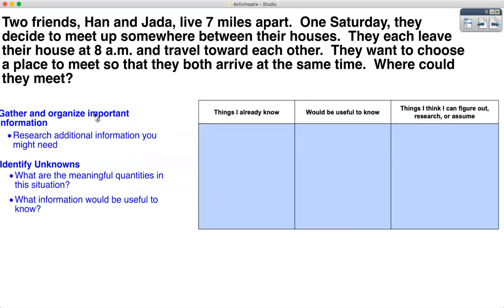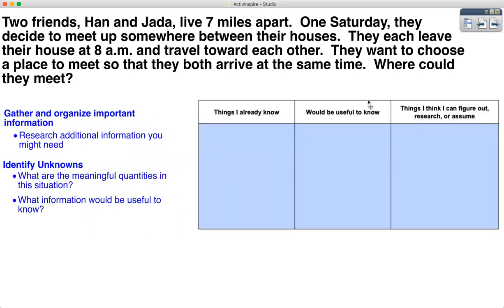It might help if you use a table that looks like this. You can jot down things that you already know given the prompt. There are a couple of things that jump out at me that I already know, involving some numbers, some times, lots of stuff here. And then think about what would be useful to know. Maybe that'll help me think about some additional information that I'm going to need to research, because that's what I would list here: things I can think of, things I think I can figure out, research or assume.